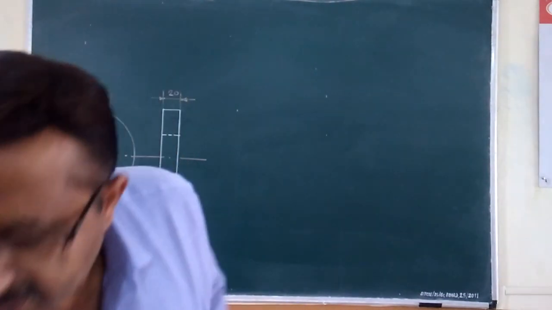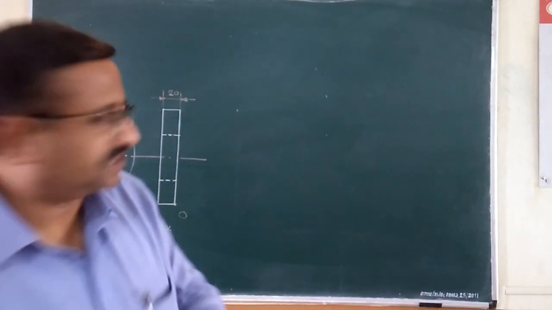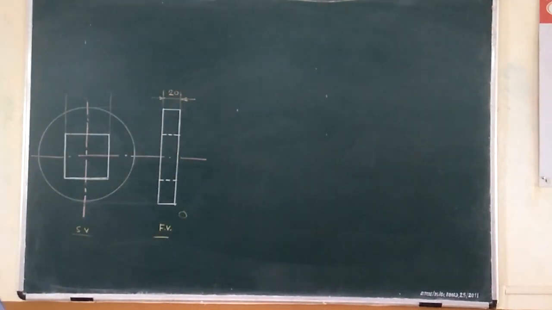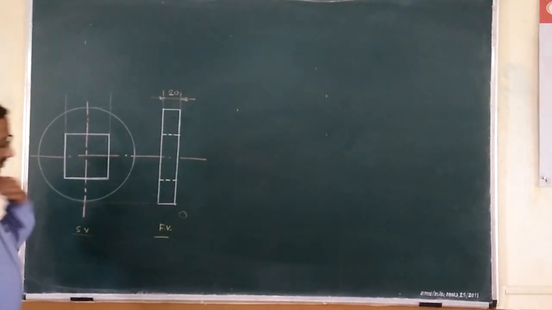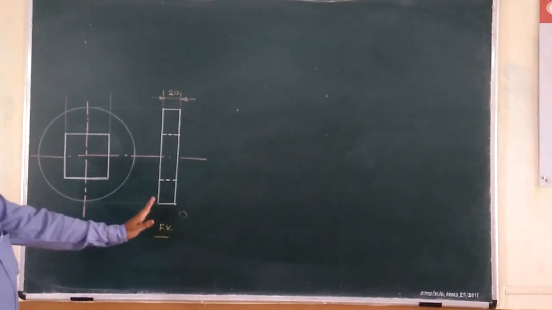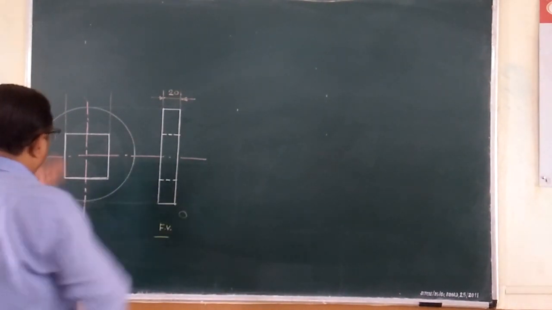A simple object for isometric projections. Today we are going to solve this. This is the object, the front view and side view. Both are given here: front view and right hand side view, which is drawn on the left of the front view.